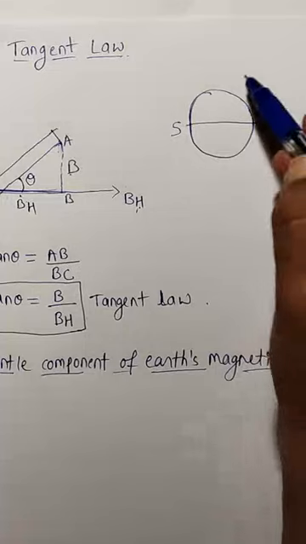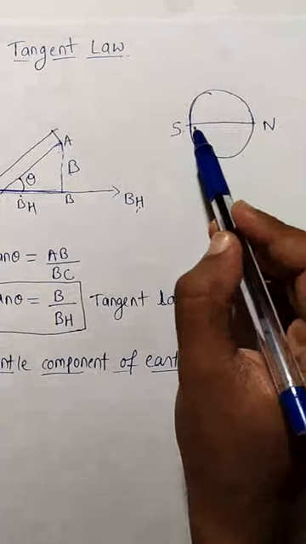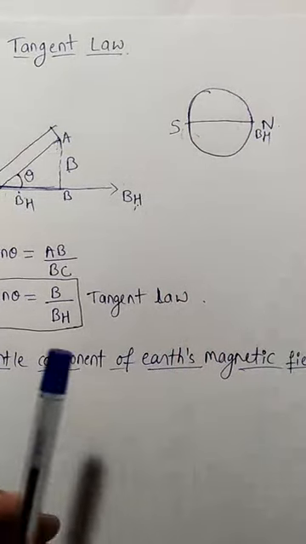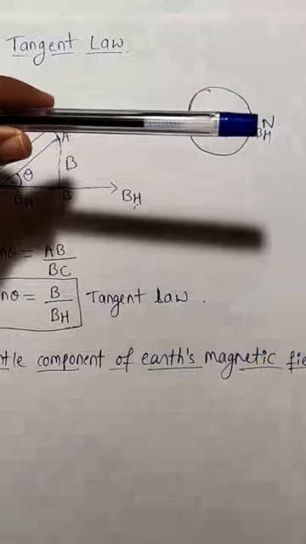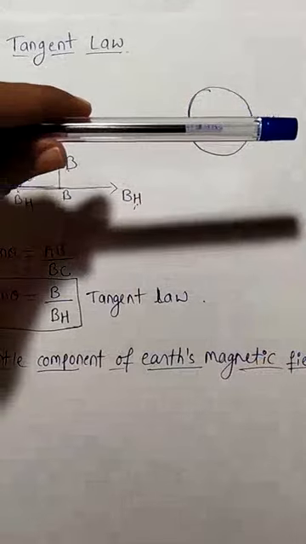Already I said this is the Earth, and if you take the horizontal direction, this gives the horizontal direction of the Earth's magnetic field, that is BH. Now if I take a magnet and keep it in the horizontal direction, it will deflect and come to this position, isn't it?